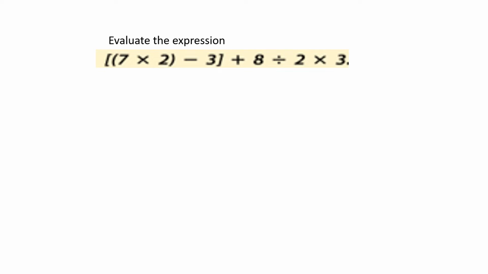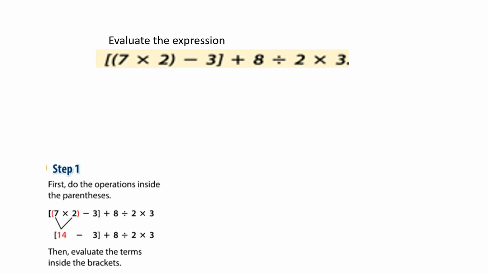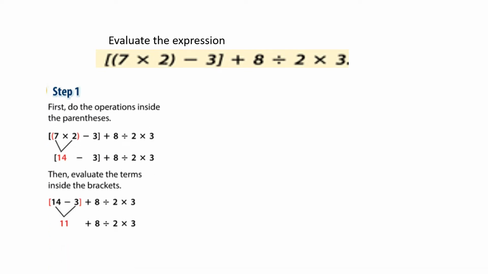So what do you have to do first? Remember again, the first step is to do what is inside the parentheses, then what is inside the brackets, then what is inside the braces, then multiply and divide in order from left to right, then add and subtract in order from left to right. So the first step, do the operations inside the parentheses, which is 7 times 2 first.